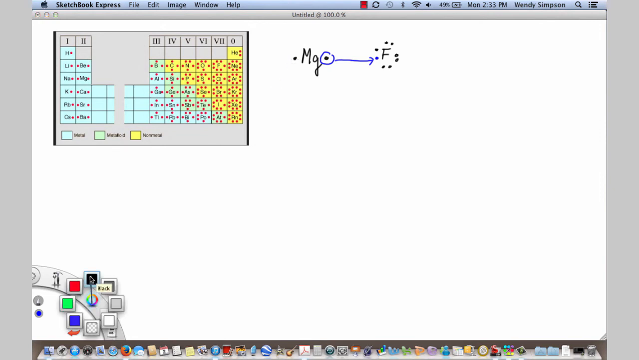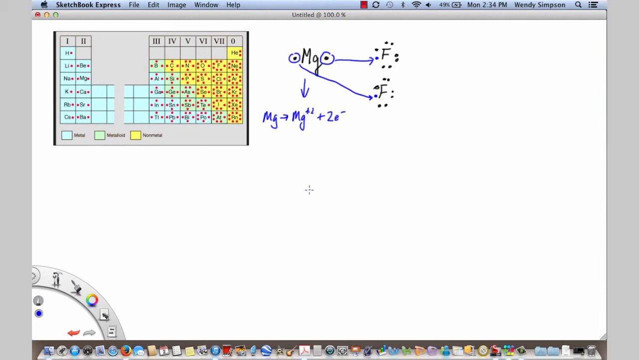What needs to happen in order to make a compound here between magnesium and fluorine is that we need another fluorine atom. Okay? And that fluorine atom will be able to accept that other electron that's in the outermost energy level. So the magnesium transfers both of its electrons. In the process, it becomes the magnesium ion. Okay? And those 2 electrons go to fluorine. 1 fluorine atom takes an electron to make the fluoride ion, and a second fluorine atom takes the second electron to make the fluoride ion.